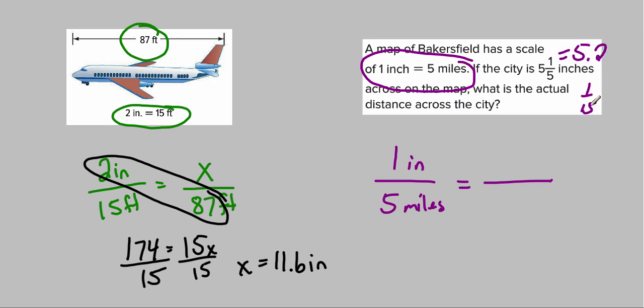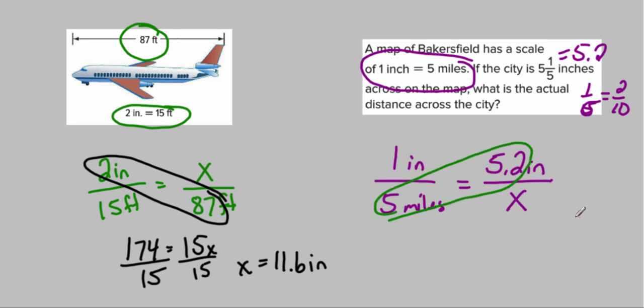Remember, 1/5 is the same thing as 2/10 or 0.2. But that's inches on our map. That's our scale drawing, so that's going to go on top. Inches is on top. We want to know how big it is in real life. So we solve our proportion, multiply along our diagonals. 5 times 5.2 gives us 26.